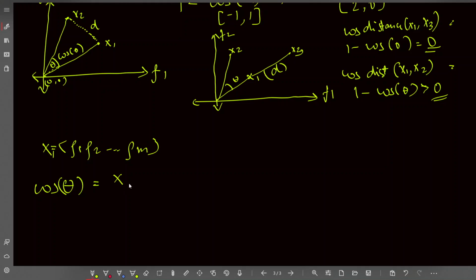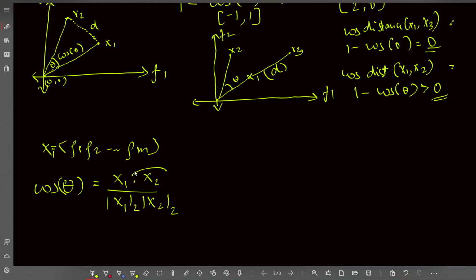The formula from linear algebra is x1 dot x2, this is the dot multiplication, upon the magnitude of x1 and the magnitude of x2. Magnitude here is nothing but the L2 norm, right? Because if you have features, you would just take xf1 plus xf2, the whole square all the way, and take the square root of it. That is the L2 norm. So that's why the magnitude is nothing but the second norm of this, correct?